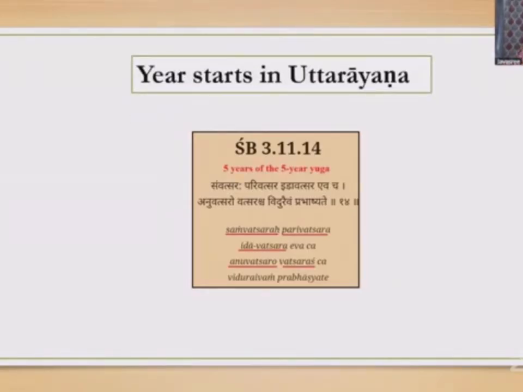And another important information about this is the year starts in Uttarayana. For us today, the year starts in Mesha Rasi, when the sun enters Mesha, whereas in the Vedanga Yuga, the year started in Uttarayana.